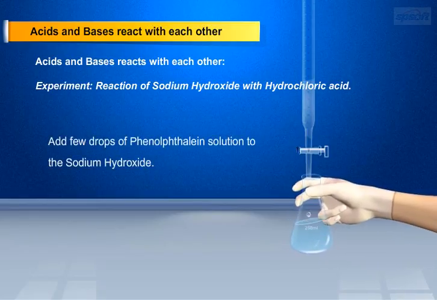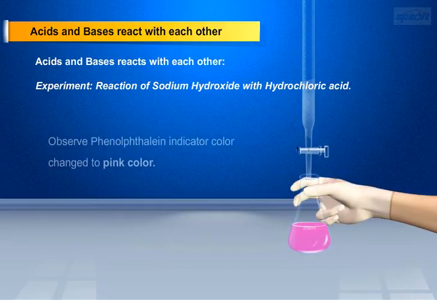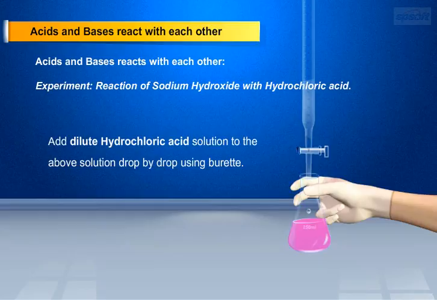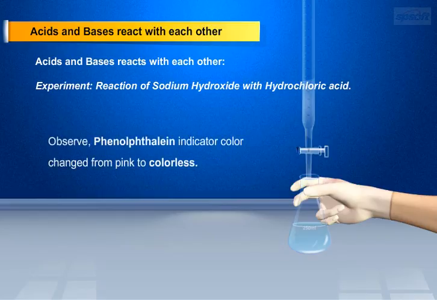Add a few drops of phenolphthalein solution to the sodium hydroxide. We observe that the phenolphthalein indicator color changes to pink. NaOH is a base solution. Add dilute hydrochloric acid solution to the above solution drop by drop using the burette, and observe the change. We observe the phenolphthalein indicator color change from pink to colorless.